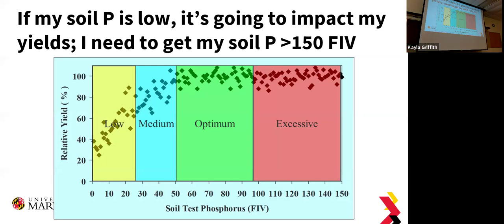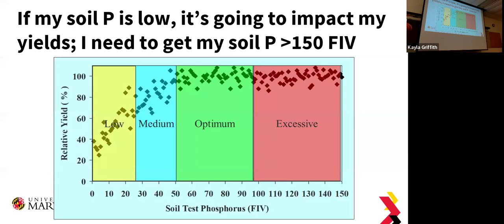All right. This is what we know about these soil categories. In the low soil P category, we expect a response from adding fertilizer, adding phosphorus. Once we crest into this optimum range, which is typically between 50 and 100, again, fake data, but it makes the point, you're not going to get a yield response by adding more phosphorus. And the 150 is at the high end of the excessive cut. You really don't need to add more phosphorus at this point.